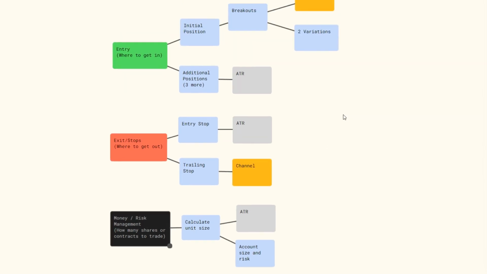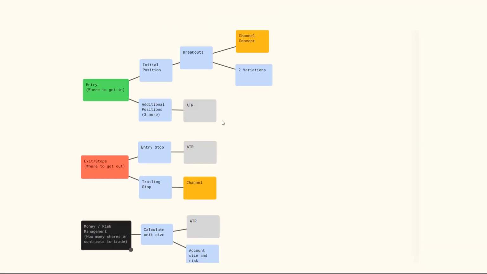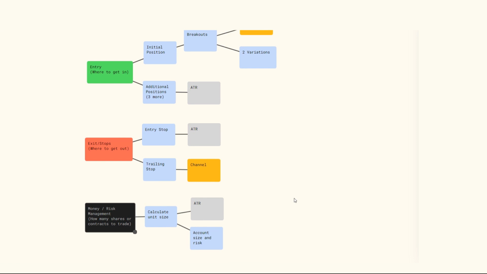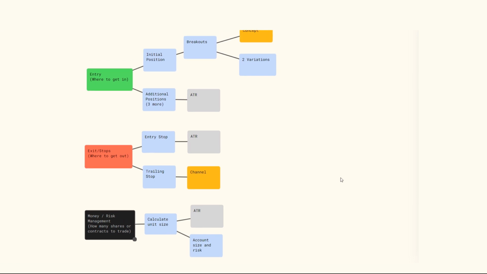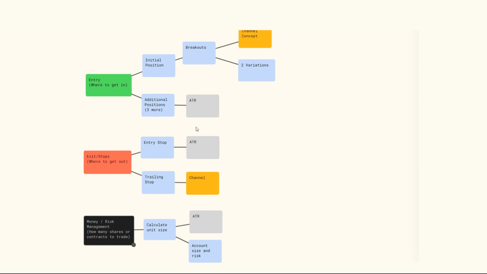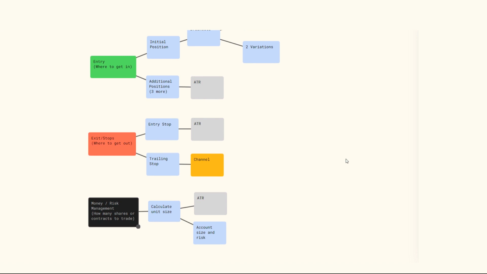So the reason I'm highlighting this is that you can see that the ATR, the average true range, comes into play 3 times in each of the sections. The channel comes into account in 2 sections. So in order to understand this, we need to understand the channel concept as well as the ATR. So that's why I'm going to break it down and start explaining the channel, the ATR, and then applying it to each of these elements.